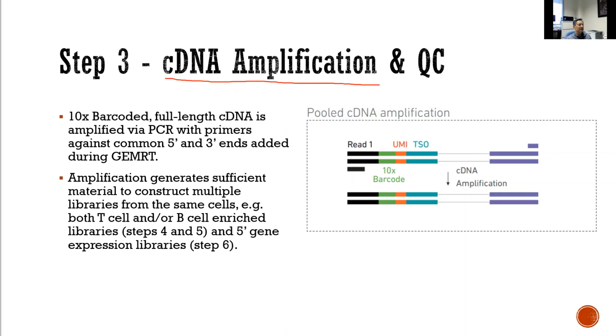So after you have the cDNA captured, then through this amplification, you amplify all the cDNA to generate sufficient material in order to construct multiple libraries from the same cell. So that's important, you should amplify your cDNA, and then you can separate it from now on to different library preparation. So you can go to do the T cell or B cell or gene expression. So after this step, you can separate your library to do a different downstream assay.